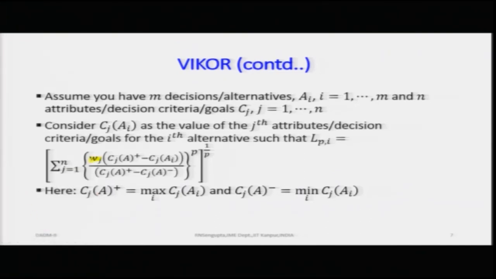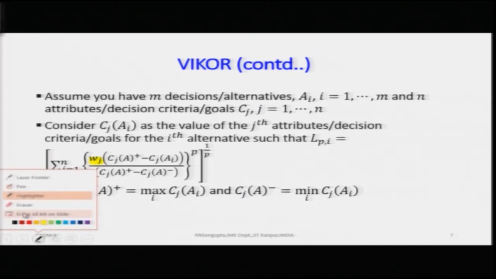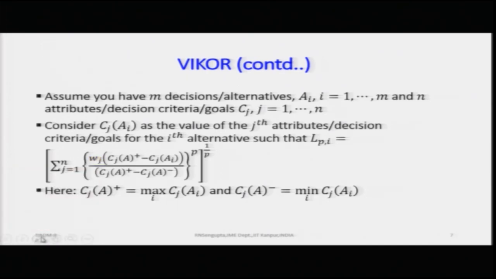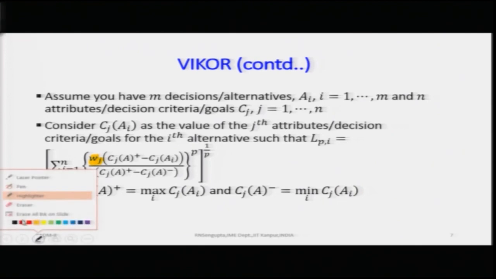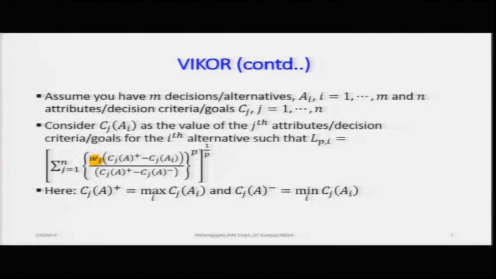This wj, I should use a different color so it will be easier. This wj which is there, if I use this, it will mean I have W1 till Wn, because j is changing from 1 to n.